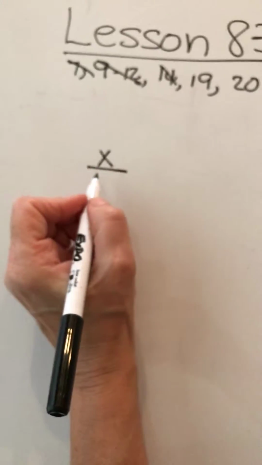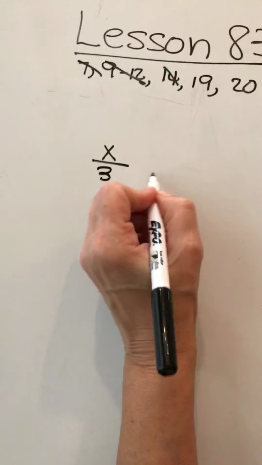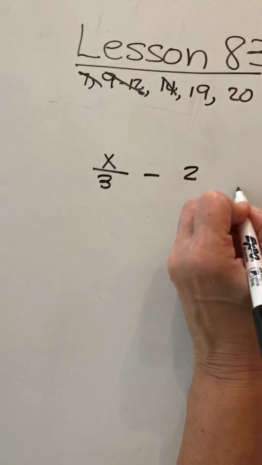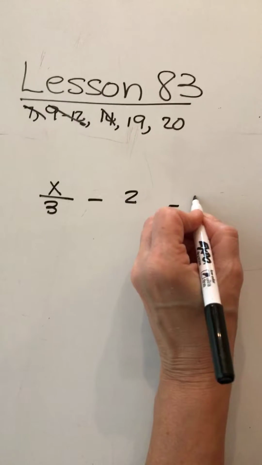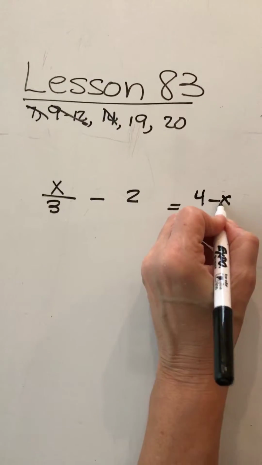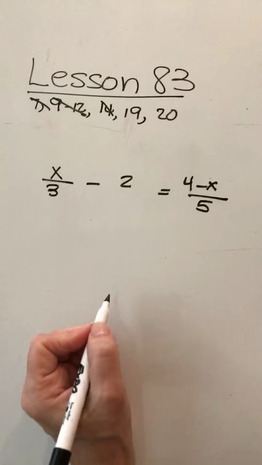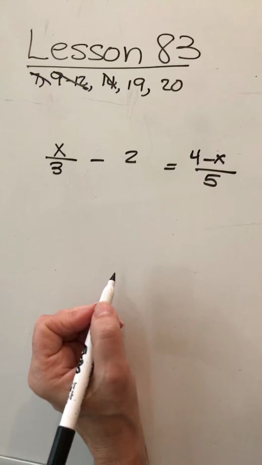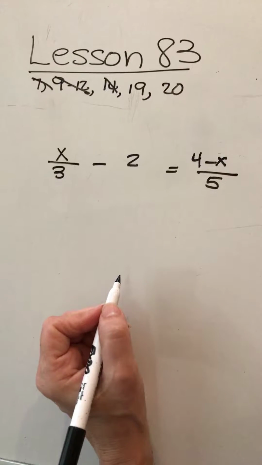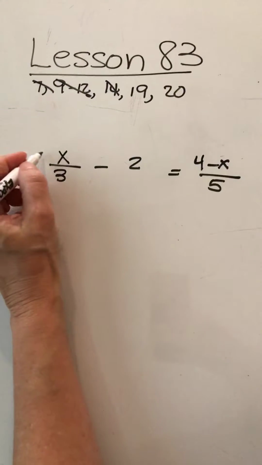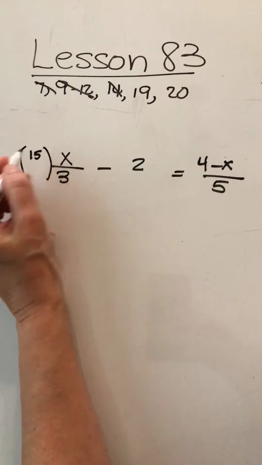Solve x over 3 minus 2 equals 4 minus x over 5. I have an equal sign. I'm eliminating the denominator by the least common denominator. My denominators are 3 and 5. The least common denominator would be 15.